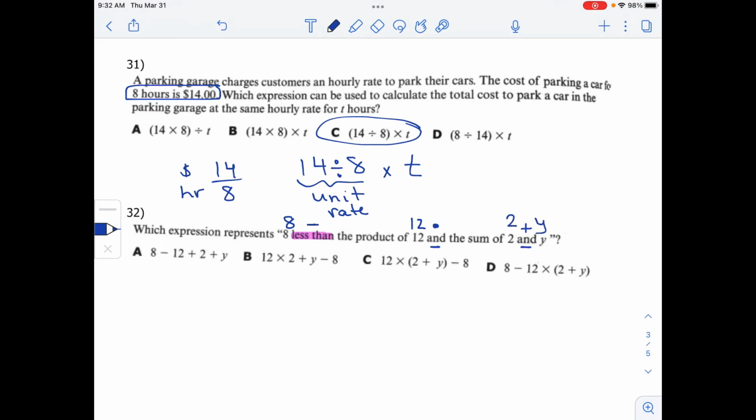All right, now we have a special situation here because the product of 12 and the sum, we need to know what the sum is before we can do that multiplication. So we need parentheses around the 2 plus y. All right, so if I put it together here, 12 times 2 plus y, now I can't forget about our reversal. That means everything on either side of my subtraction sign has to switch. So I'm going to bring the 12 in front times 2 plus y, and the 8 goes to the back. All right, so that is choice C here.